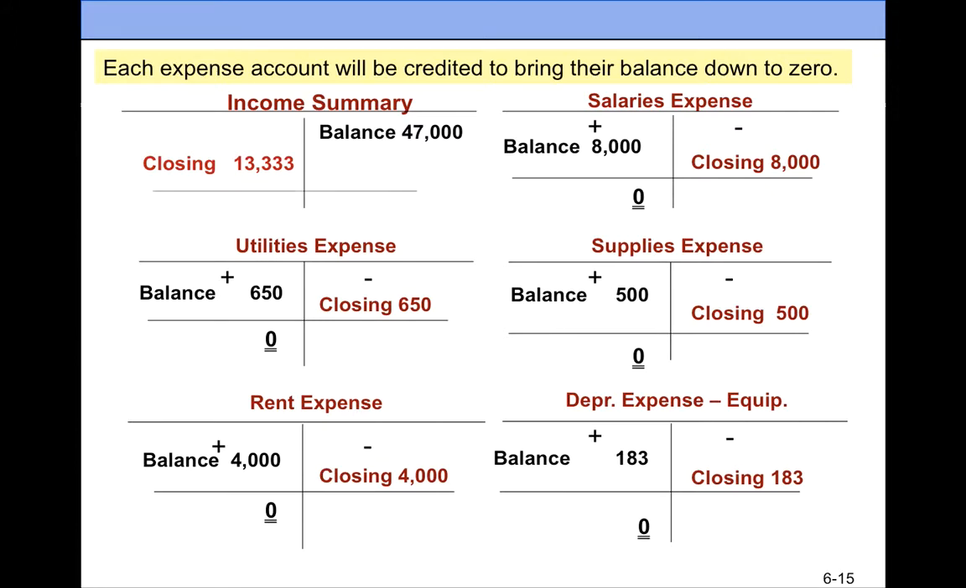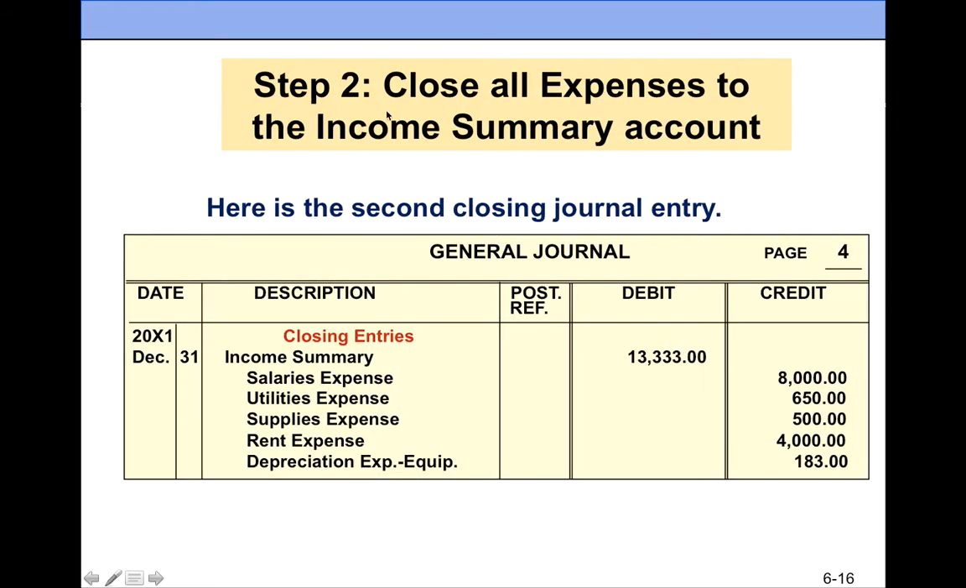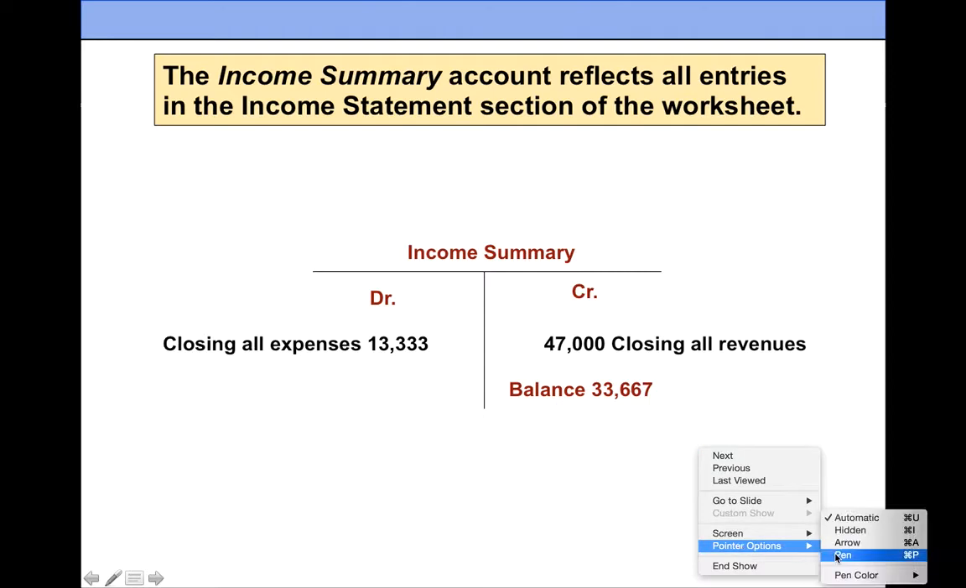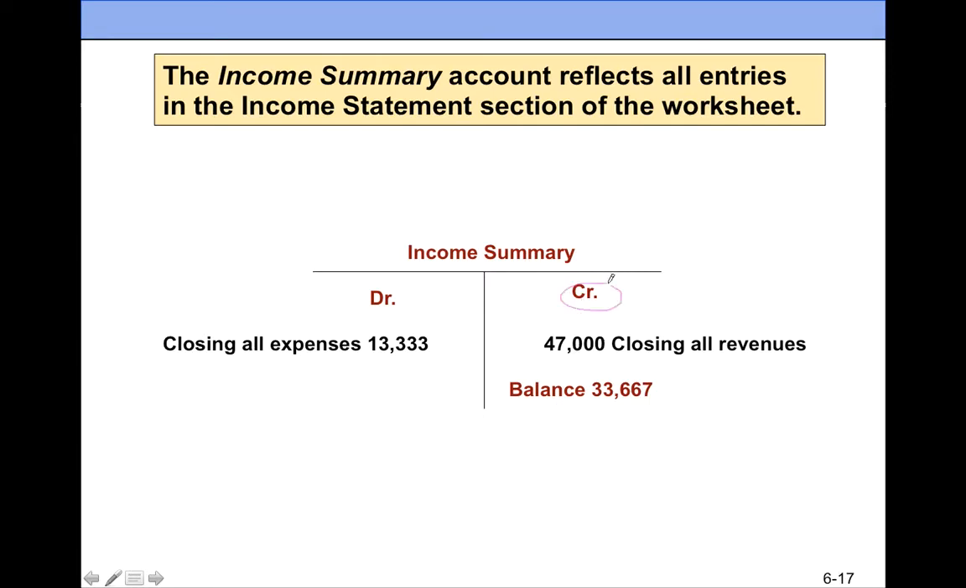So after my second journal entry, look, it's a compound entry, 1 debit and all credits. So when you list the accounts, I would list credits first, and then you simply add them up and put the debit for the total expenses. Okay, so now the income summary reflects all entries in the income statement. We have the debit side with the total expenses, we have the credit side with the total revenues, and the balance is on the credit side, and this balance represents net income, right? Hence the name, income summary. Revenues minus expenses give us net income.